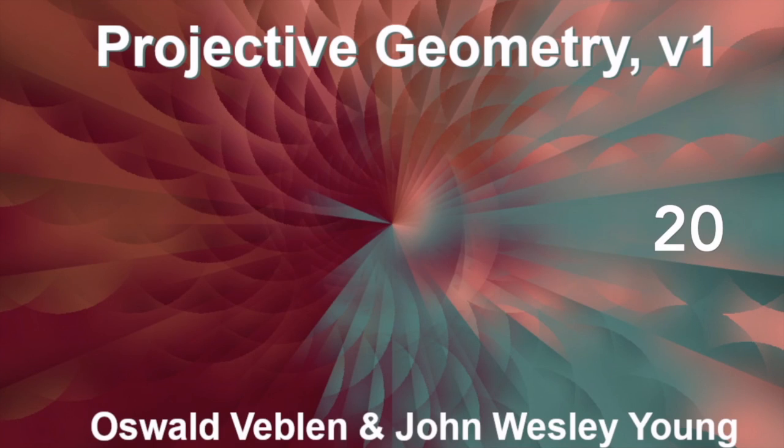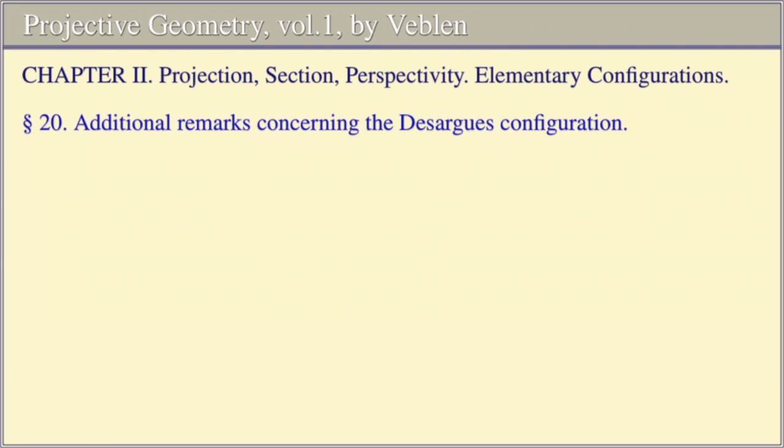Projective Geometry, Volume 1, by Oswald Veblen and John Wesley Young. Chapter 2, Projection Section Perspectivity, Elementary Configurations. Section 20, Additional Remarks Concerning the Desargues Configuration.